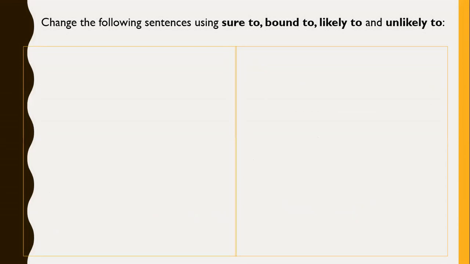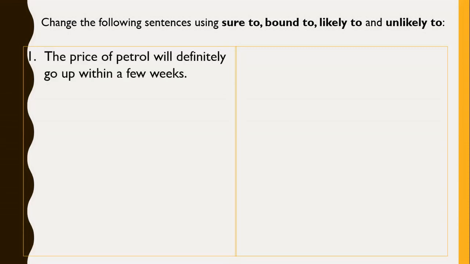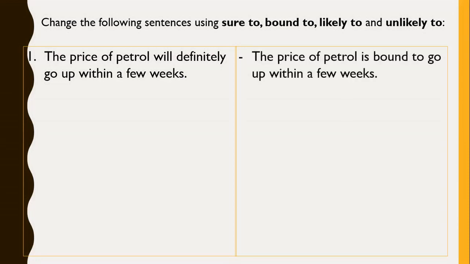Question: change the following sentences using sure to, bound to, likely to, and unlikely to. Number one: The price of petrol will definitely go up within a few weeks. The signal word is definitely, right? Remove the signal word, will definitely. Your subject is price of petrol. With price of petrol, which one do you take, is, am, or are? Is, very good. The other things remain the same. Definitely is replaced by bound to. The price of petrol is bound to go up within a few weeks.